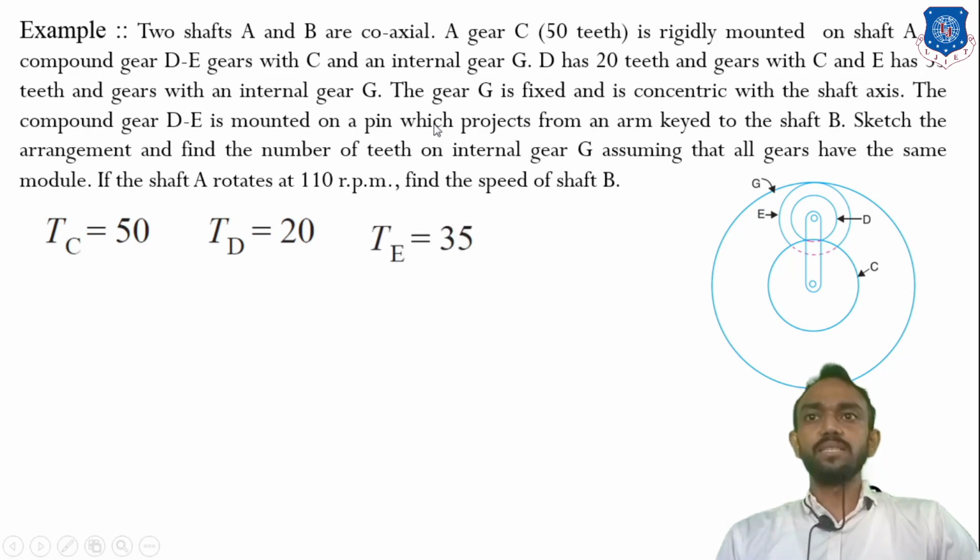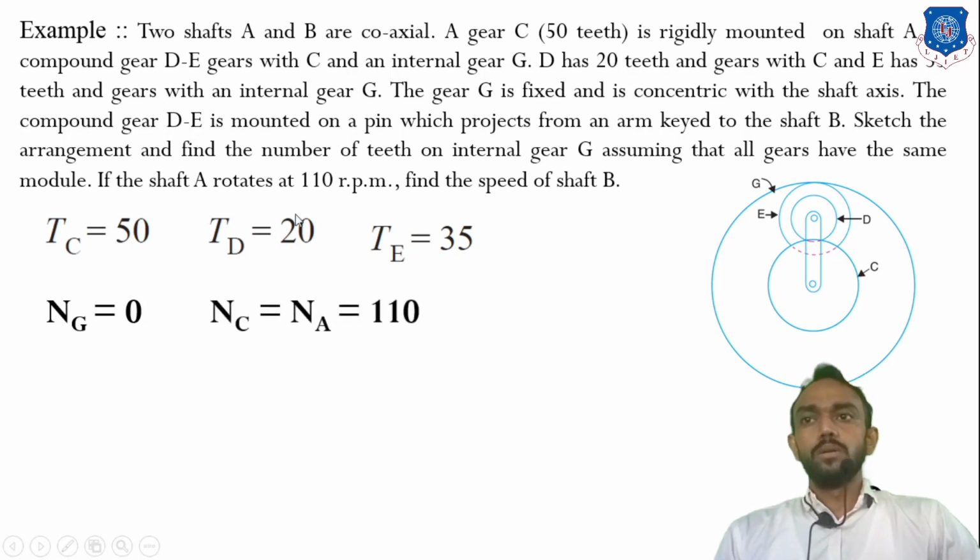Which gear is fixed in this given data? You can see gear G is fixed, so NG is equal to 0, and gear A rotates at 110 RPM, so NA is equal to 110. Shaft A rotates at 110 RPM, but gear C is on that, so the RPM of gear C and shaft A will be the same. Here no direction is given, so we take the positive value.